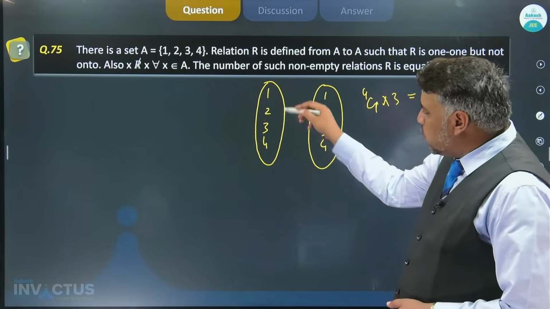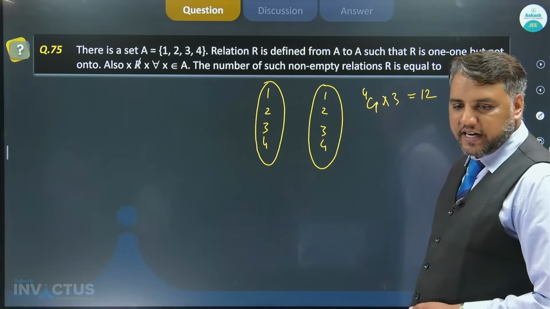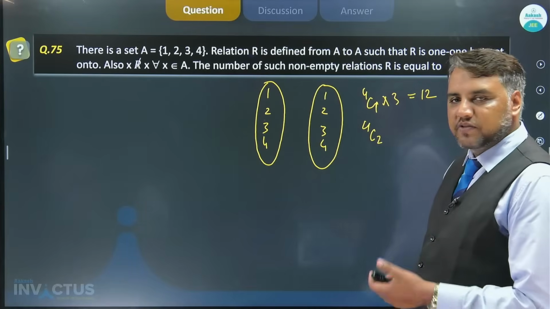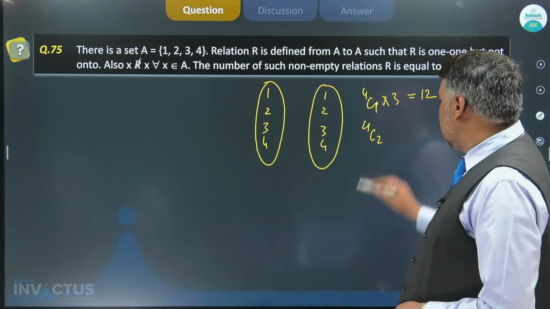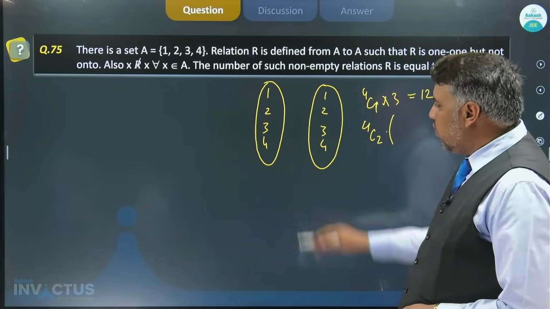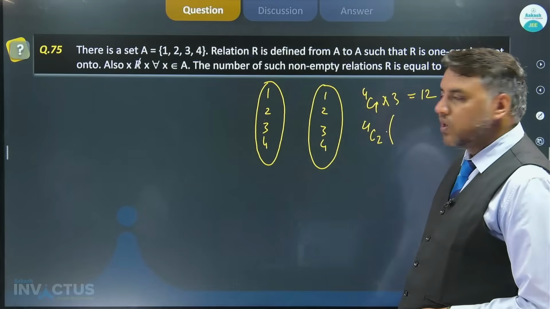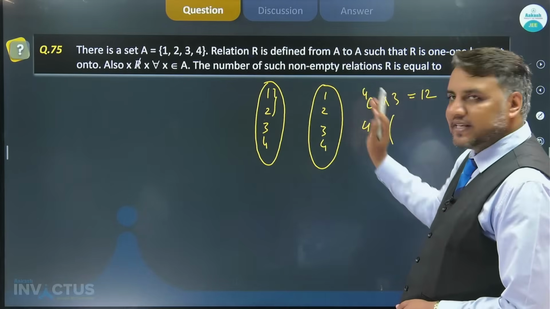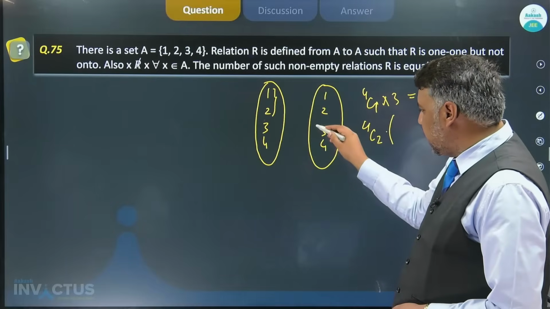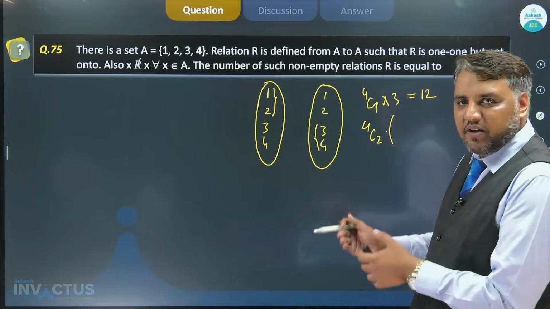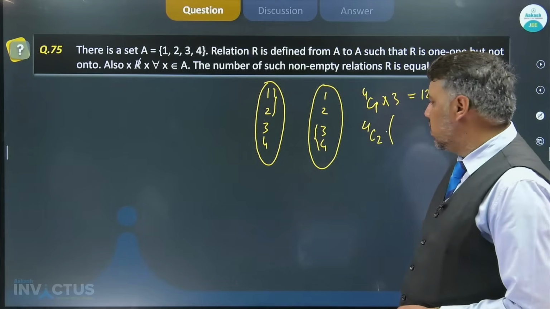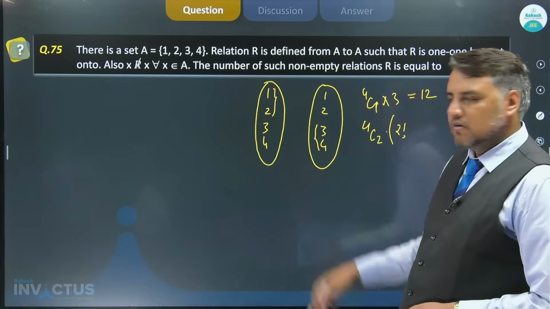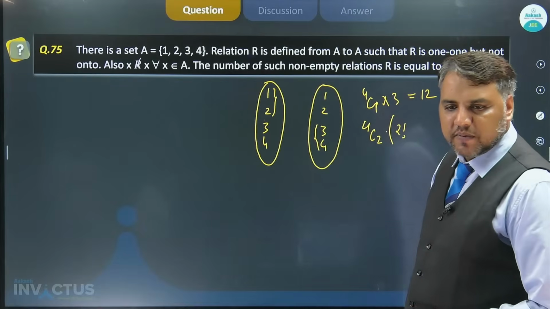Now if exactly 2 elements from set A map to set B, that will be 4C2, which 2 elements will map from set A to set B, into the number of possible mappings. Let us say 1 and 2 map to this set. Now if we select 3, 4 from here, those elements other than 1 and 2, then these elements can map in 2 factorial number of ways, 1 to 4, 2 to 3. A 1-1 mapping must be there.